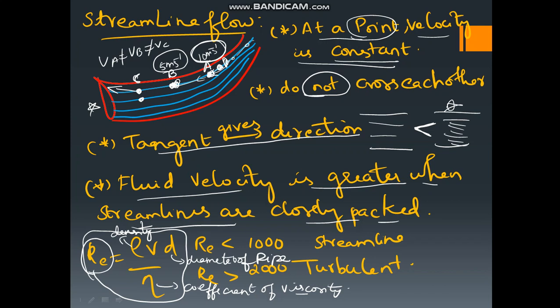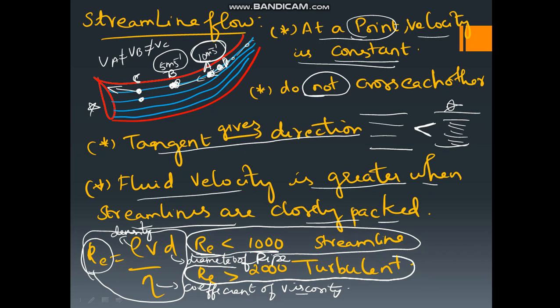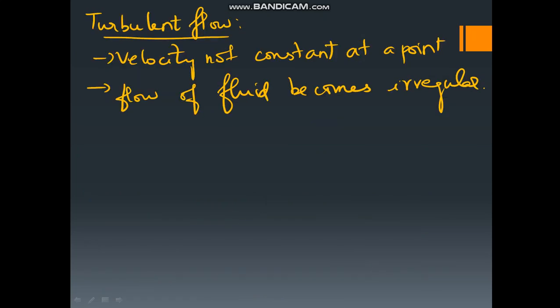Suppose you substitute all these values and the Reynolds number you find is less than 1000, then the flow is streamlined. Suppose you substitute all the values and find that the Reynolds number is greater than 2000, then it is turbulent. Now let us see what is turbulent.